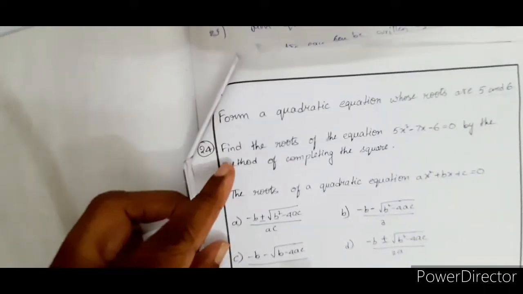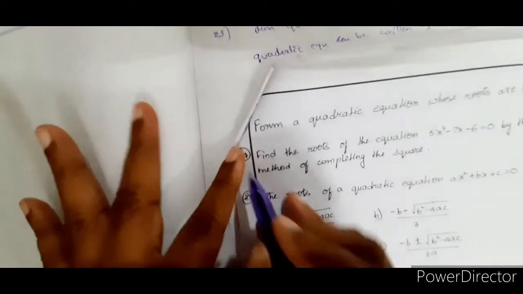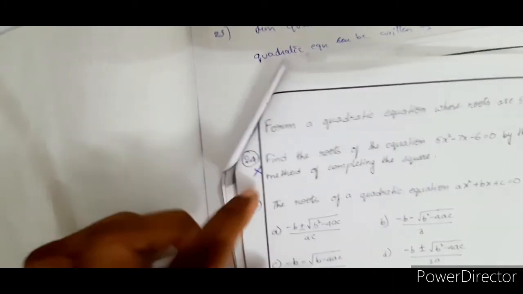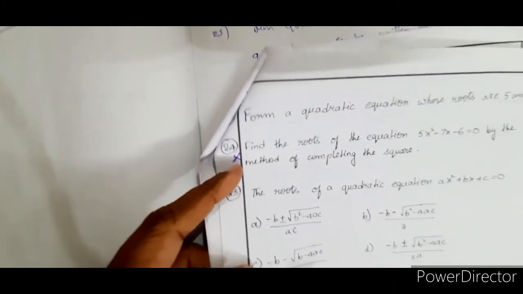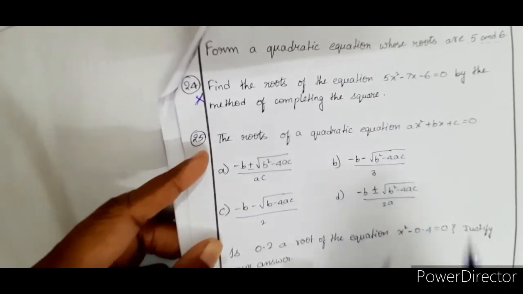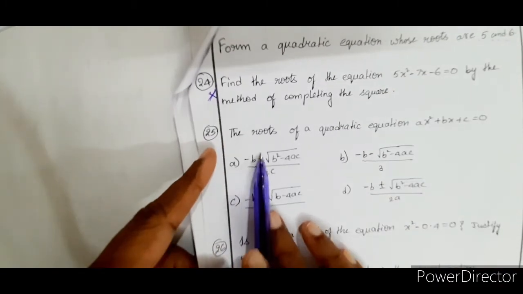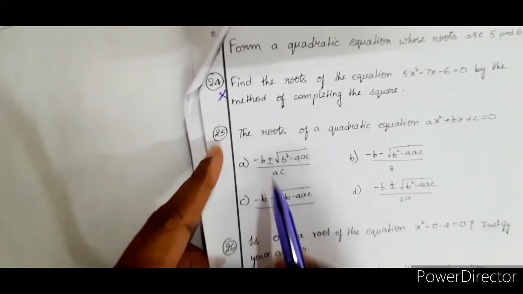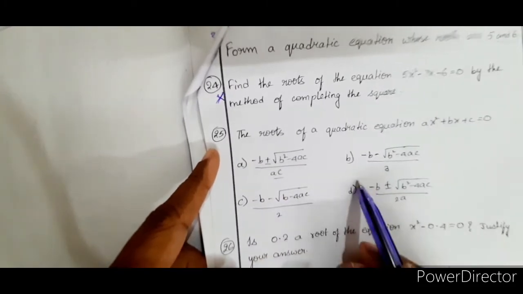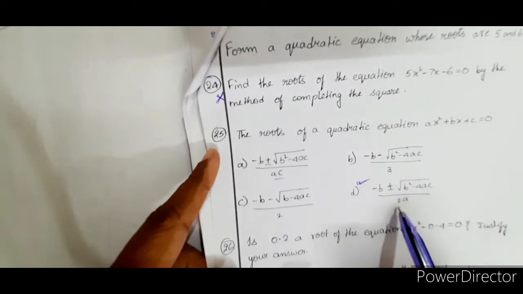Now, coming to the 24th problem: find the roots of the equation by the method of completing the square. You don't have it this year, so let's not overburden ourselves with this method. The roots of the quadratic equation ax square plus bx plus c is equal to 0 are minus b plus or minus root of b square minus 4ac, by 2a.